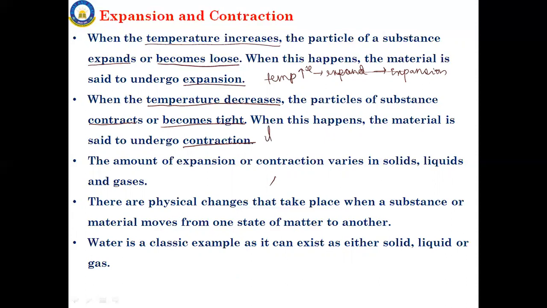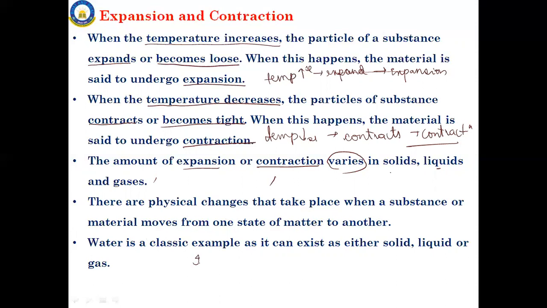So here the temperature increases, the particles expand, and that process we call expansion. But here what is happening? The temperature decreases and the particles of a substance contract, and the process we call contraction. The amount of expansion or contraction varies, so it is not the same in solid, liquid and gas, and it keeps on varying with respect to the state of matter. So there are physical changes that take place when a substance or material moves from one state of matter to another.